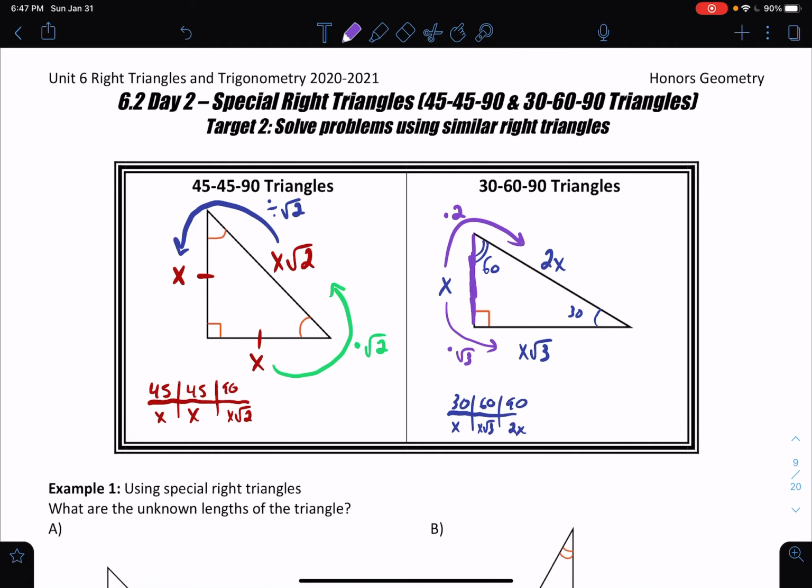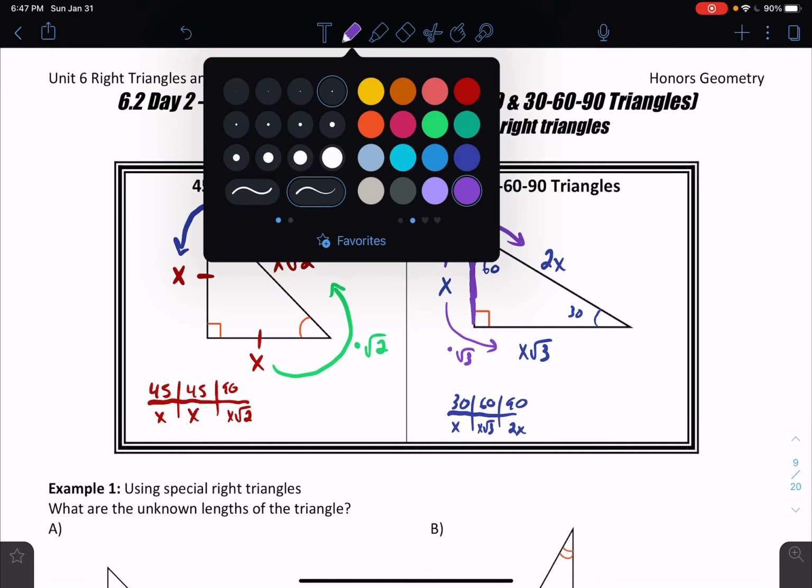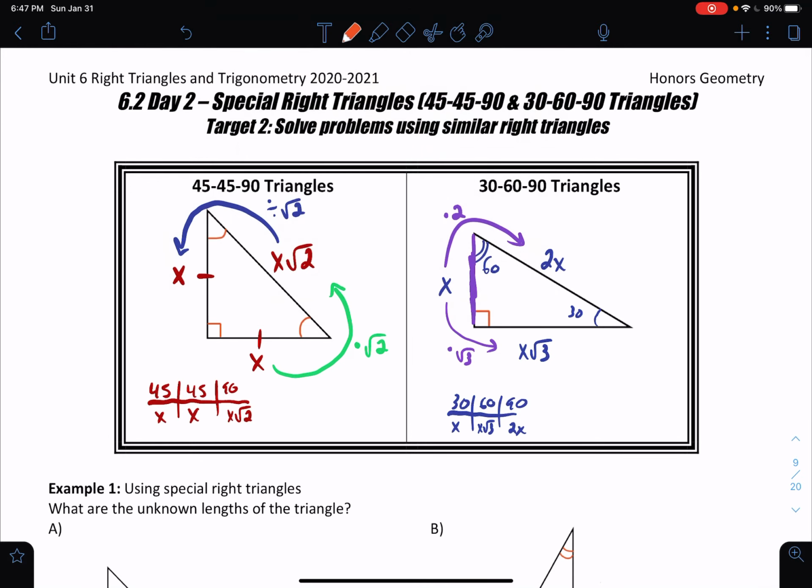If we've got another side length, I always want to find that x. I always want to go to home base. So if I started at the hypotenuse and worked backwards to get to my home base, I would divide by 2. Because to go from 2x to x, I would divide by 2. And then if I had the side across from 60 and I needed to go back to home base, I would divide by the square root of 3.